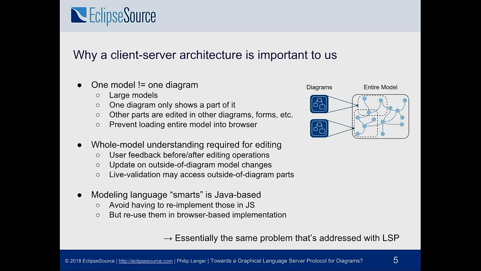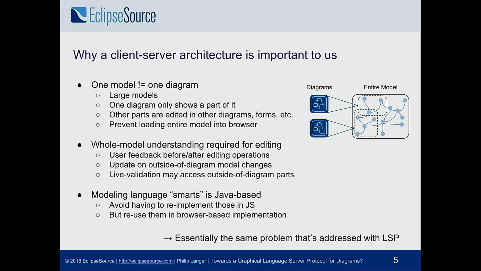and definitely not something that you want to wait for when you just open one diagram. But this is really a problem because for many things in diagram editing, you need the understanding of the whole model. For instance, if you want to provide user feedback before or after an editing operation, it might depend on elements that are not visible in the current diagram. Or if you have two diagrams open and you change something in one diagram, for instance this little node here, then of course you need to update the other diagram. So you need to have this understanding of the whole model. The same is true for validation and so on. So that's one really important reason why we need this client-server architecture.